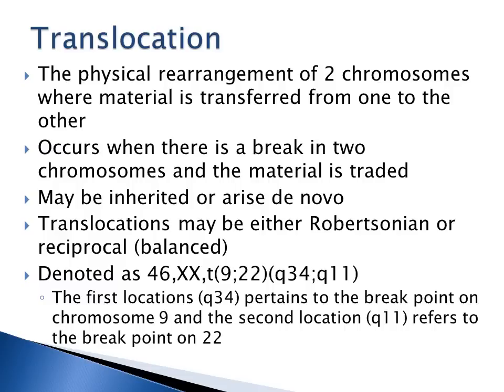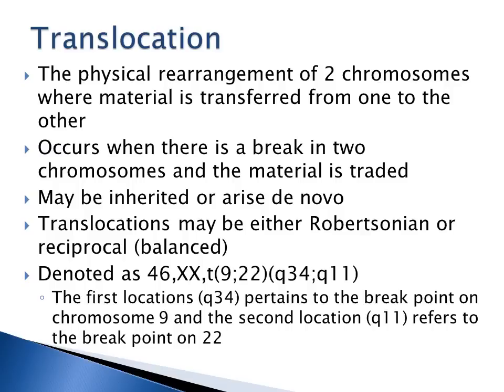A translocation is the physical rearrangement of two chromosomes where the material from both chromosomes is transferred from one to the other. It occurs when there's a break in two chromosomes and the material is traded between the two. Translocations can be inherited or they can just arise spontaneously. They can also be Robertsonian or reciprocal. And you can see their written designation.